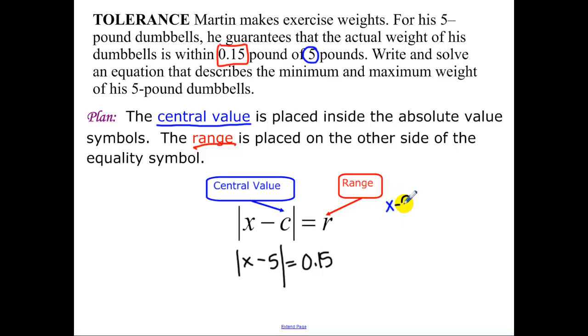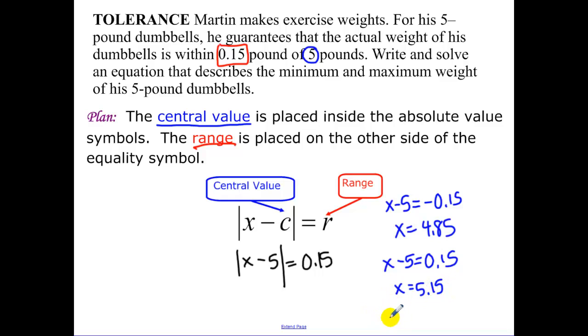So now I have two equations. I have x minus 5 is equal to negative 0.15, and x minus 5 is equal to a positive 0.15. So x is going to equal, if I add 5 to both sides, I get 4.85. Well, that should be a minus sign here. Now if I add 5 for this bottom equation, we get 5.15. So make sure you have units. I have my equation, and I've written and I've solved. So these are what he guarantees the weights to be between.